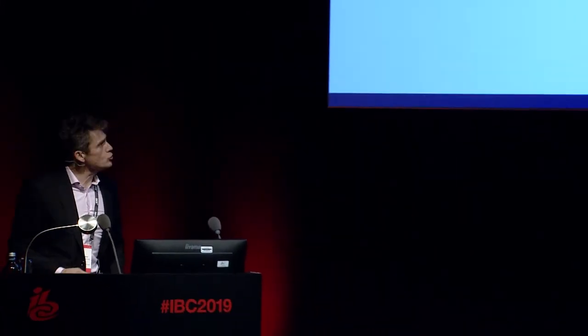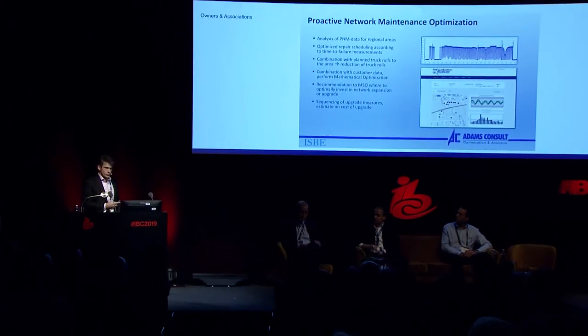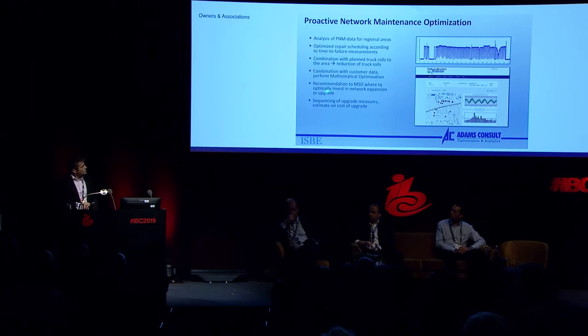So I want to combine planned truck rolls to the area. I want to reduce truck rolls. And my truck rolls only is 45% cheaper these days. So I want to reduce the unnecessary ones. Maybe I can combine with customer data and perform my mathematical optimization out of that. I could result in recommendations to my MSOs that I work for where to optimally go and invest in network expansion or an upgrade in the future.